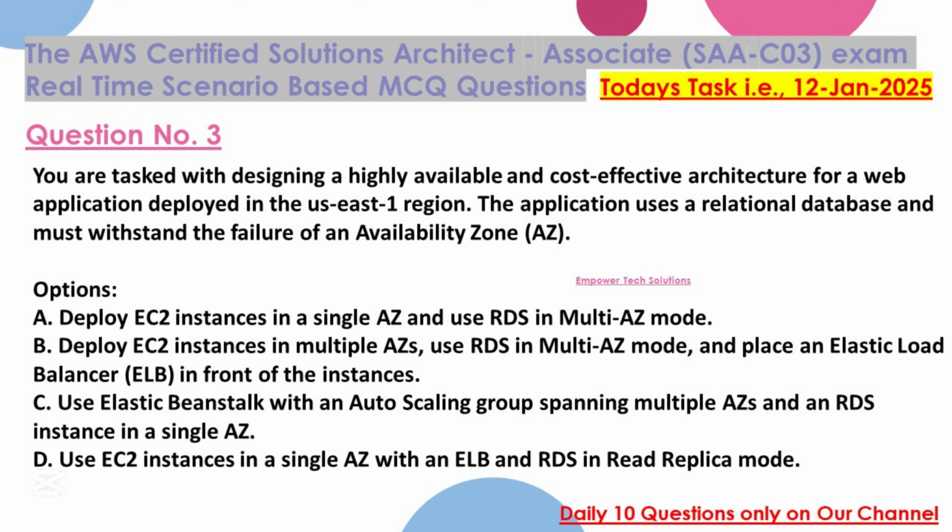B. Deploy EC2 instances in multiple AZs, use RDS in multi-AZ mode, and place an elastic load balancer, ELB, in front of the instances. C. Use Elastic Beanstalk with an auto-scaling group spanning multiple AZs and an RDS instance in a single AZ. D. Use EC2 instances in a single AZ with an ELB and RDS in read replica mode.